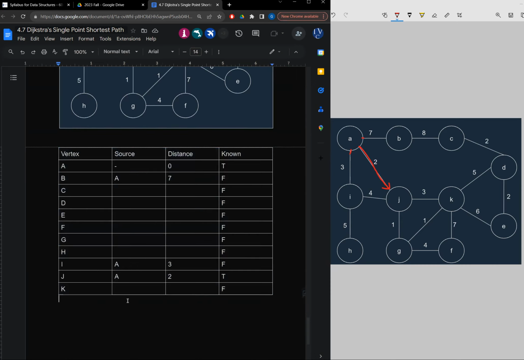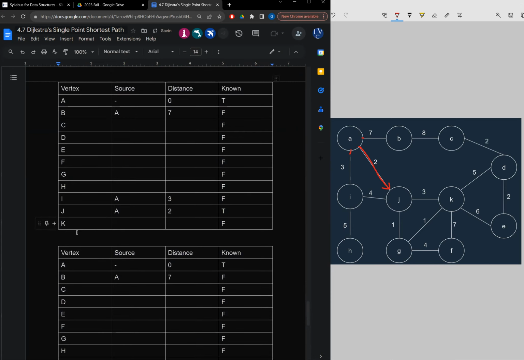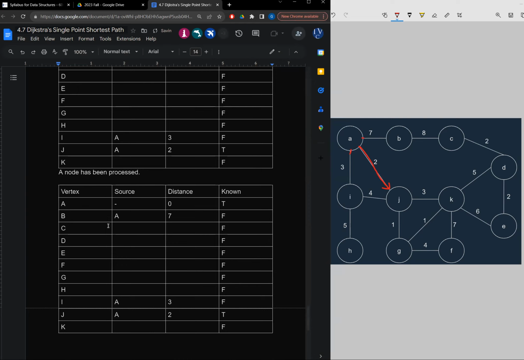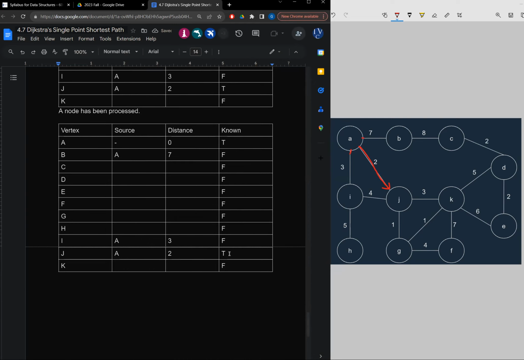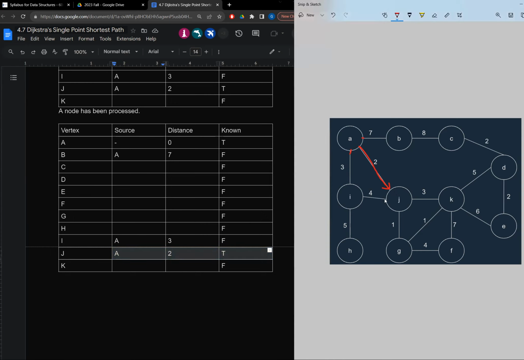All right, so we processed one vertex. A node has been processed. Now from here, we're at J. Some new information. Take a look at what edges J has and see if we can improve things, right? So J can go to I for 4, for a total cost of 6. That's not an improvement over the existing data, so this edge will be processed and discarded.